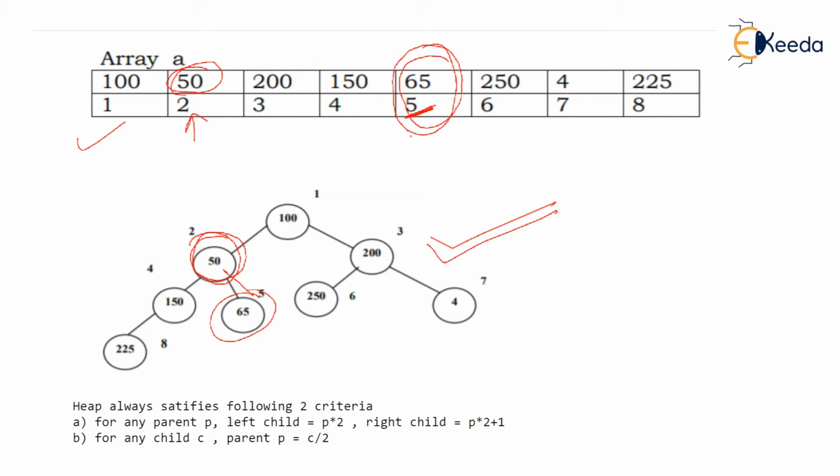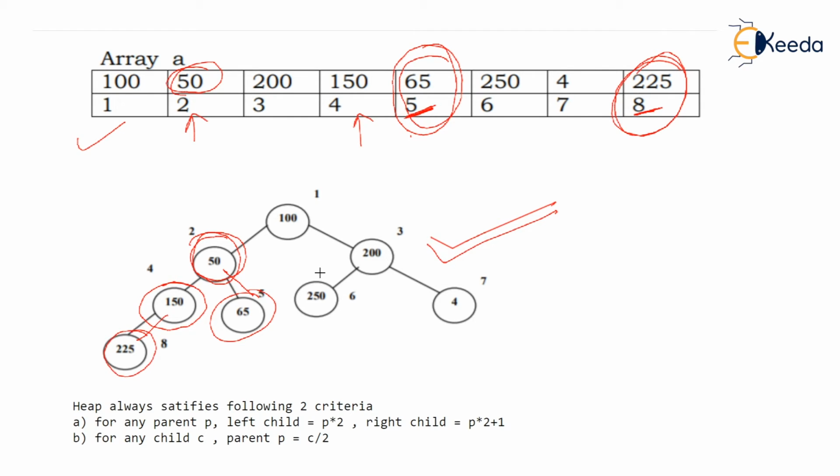Or if you are asked, this value 225, which is located at 8th node, 8th value, who is the parent of this? You will say it is 8 upon 2, that is 4. And indeed 150, look at the binary tree, 150 is the parent of 225.